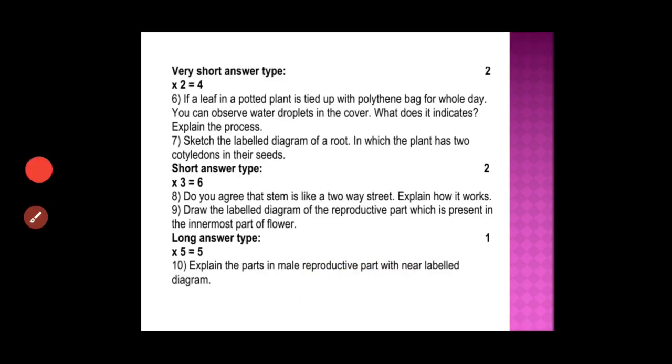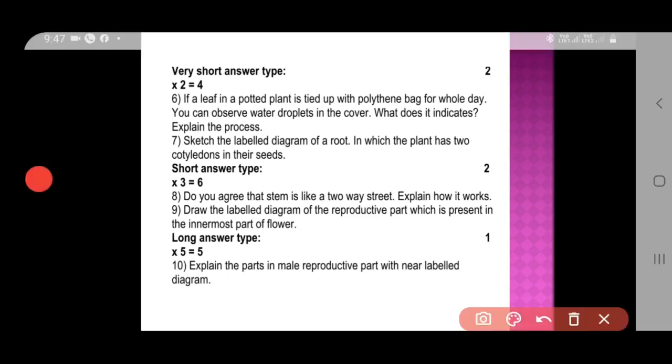Okay. And next, it is very short answer type. Sixth question, if a leaf in a potted plant is tied up with a polythene bag for a whole day, you can observe water droplets in the cover. What does it indicate? And explain the process. So this indicates that water is removed from the leaf. This process is called transpiration. The excess water in a plant is removed in the form of vapor through the leaf. That process is called transpiration.